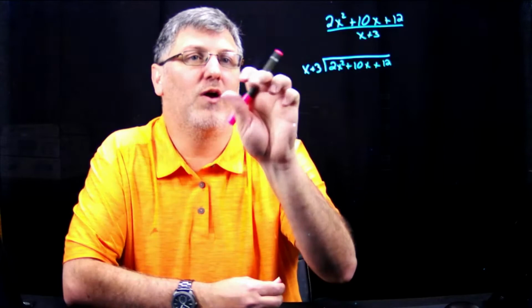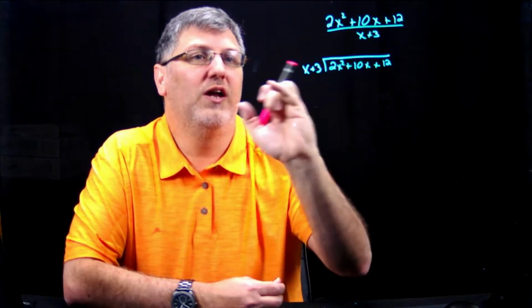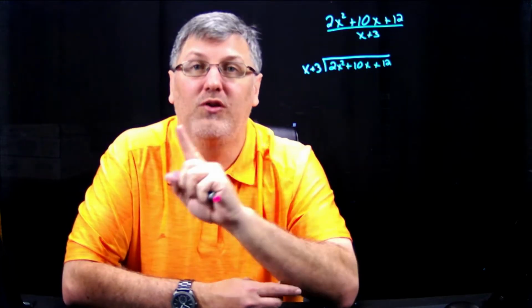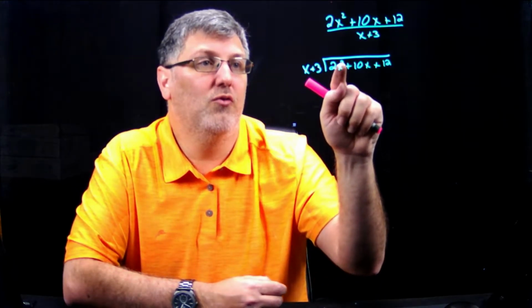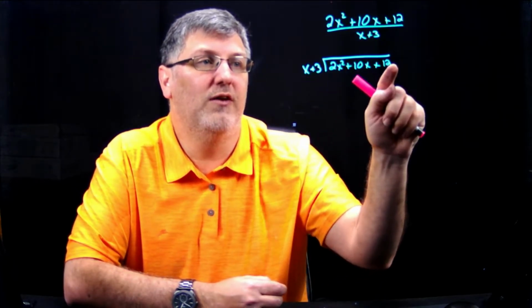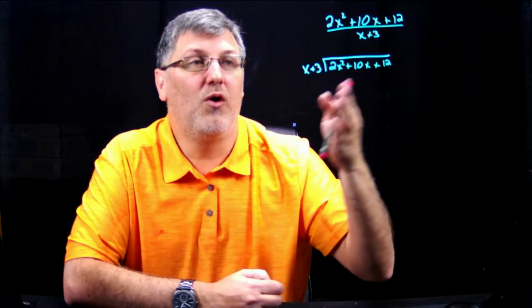Now here's the important part of polynomial long division. If for some reason I had skipped an exponent, say this was just 2x squared plus 12, I would have to write a 0 here for my x. We need to have my dividend with the highest exponent first, and I must have every exponent accounted for. So I have an exponent of 2, an exponent of 1, and really this is an exponent of 0. We want to have them in sequential order, in descending order.